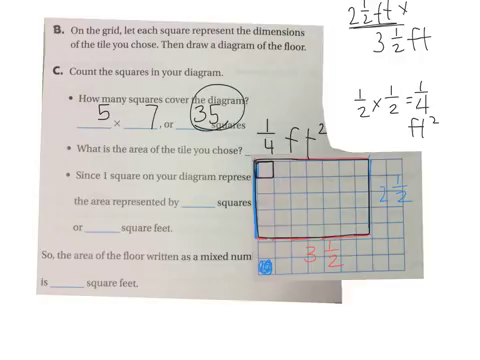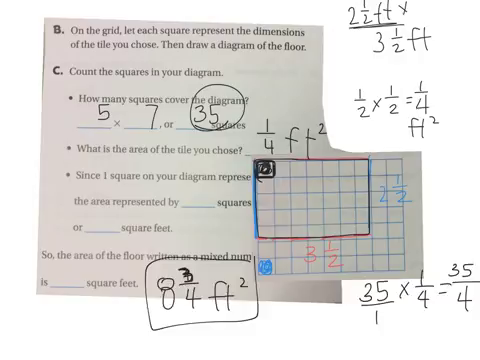Go ahead and talk to your table group. Model to figure out that, because I know that the area of one small tile is 1/4 square feet, and I know there's 35 of those tiles all together, 35 times 1/4 is 35 over 4, or 8 3/4 square feet.